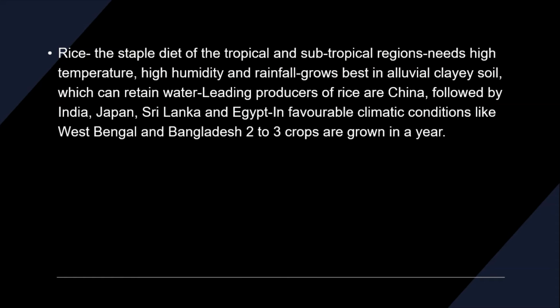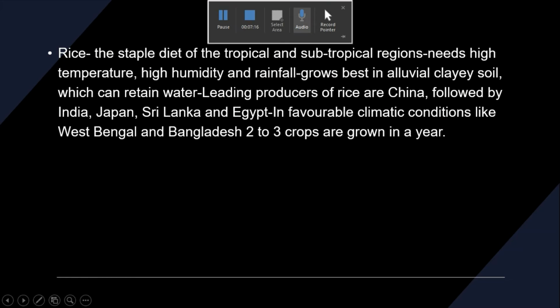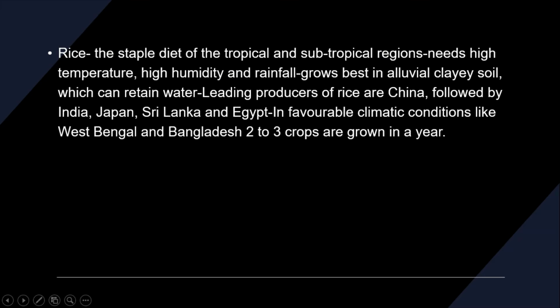Rice. The staple diet of the tropical and subtropical regions, it needs high temperature, high humidity and rainfall. Grows best in alluvial clay soil which can retain water. Leading producers of rice are China, followed by India, Japan, Sri Lanka and Egypt. In favorable climatic conditions like West Bengal and Bangladesh, 2 to 3 crops are grown in a year.